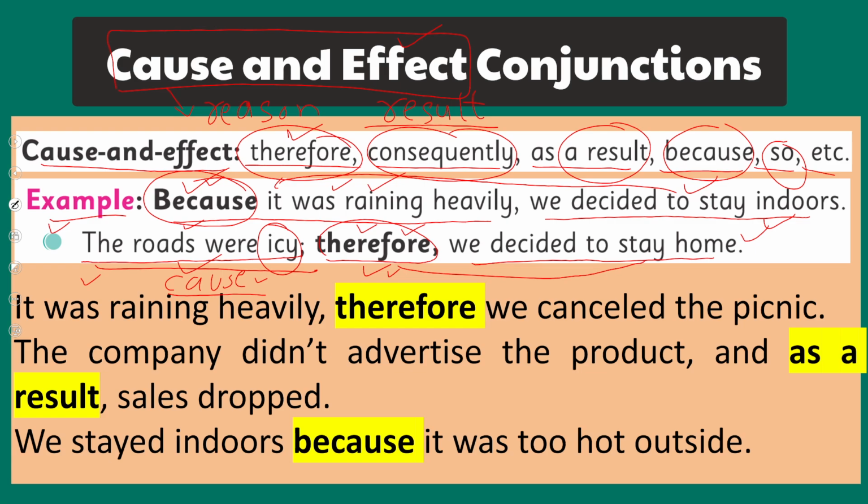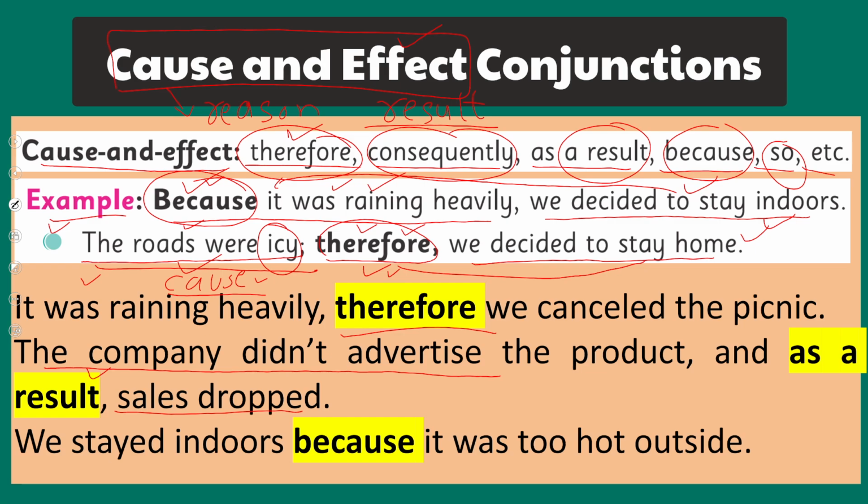We have some more examples. It was raining heavily, therefore we cancelled the picnic. The company didn't advertise the product, and as a result, sales dropped. What is the reason for the sales dropping? The company didn't advertise the product.